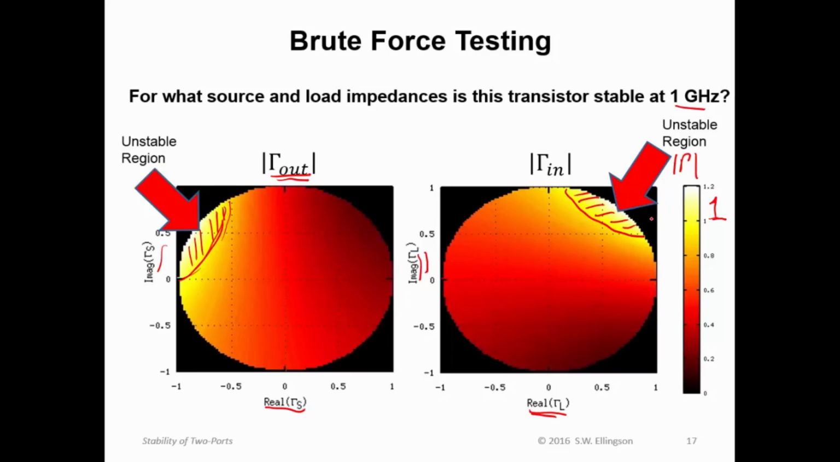So we see that at 1 gigahertz, this transistor is conditionally stable. There are some values of source and load impedance for which we achieve stability. There are others for which we don't. So we refer to this as being conditionally stable, a conditionally stable transistor at 1 gigahertz.